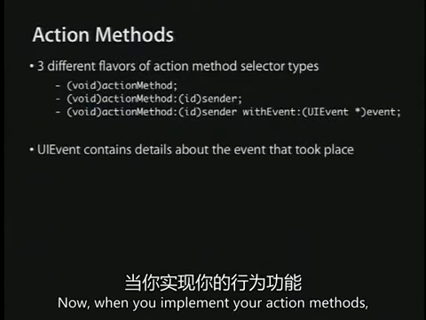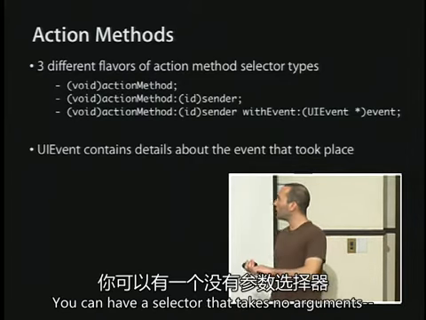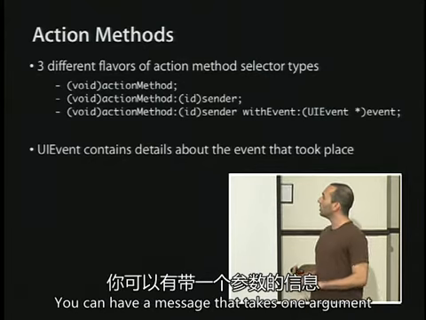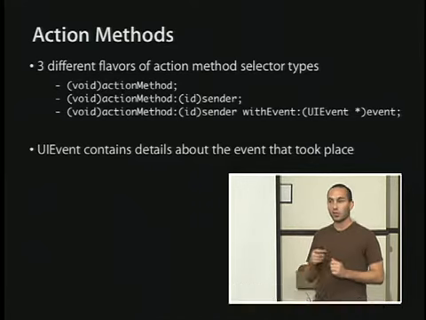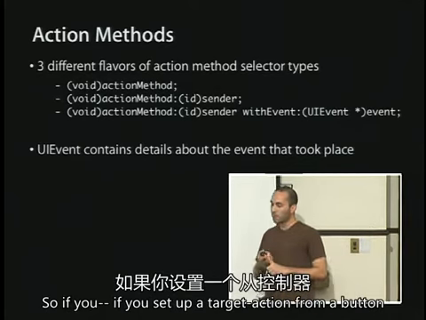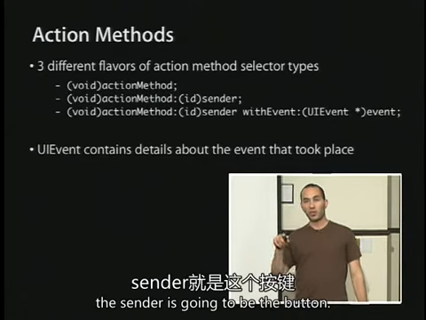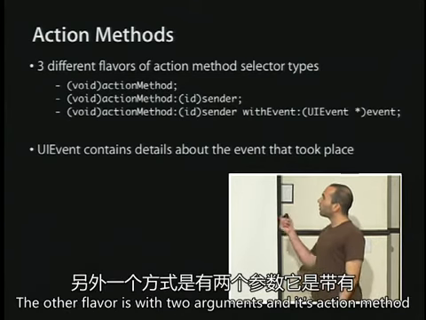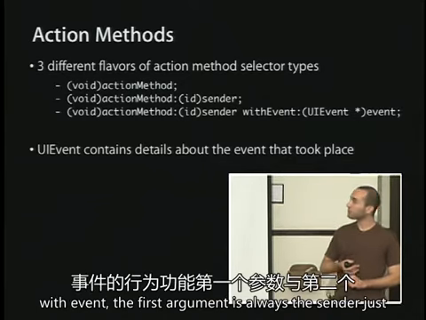Now, when you implement your action methods, there's 3 different ways, 3 flavors of how you can implement it. You can have a selector that takes no arguments, a message that takes no arguments. You can have a message that takes 1 argument, and if you do this, the argument is always the sender. So the object that initiated the method, so the action. So if you set up a target action from a button to your controller, and you press that button, the sender is going to be the button. If you do it from a slider, it's going to be a slider. The other flavor is with 2 arguments, and it's action method with event.